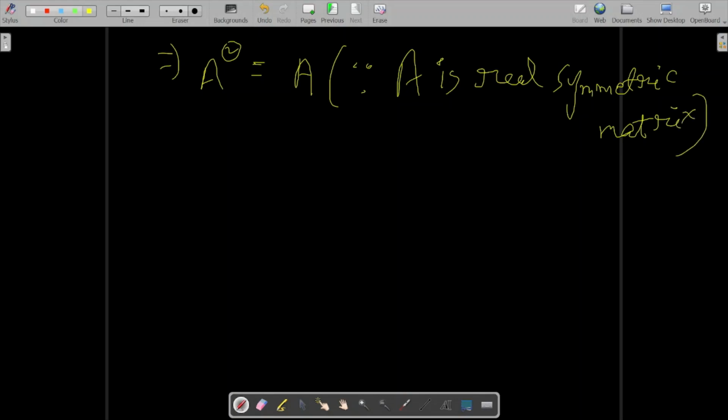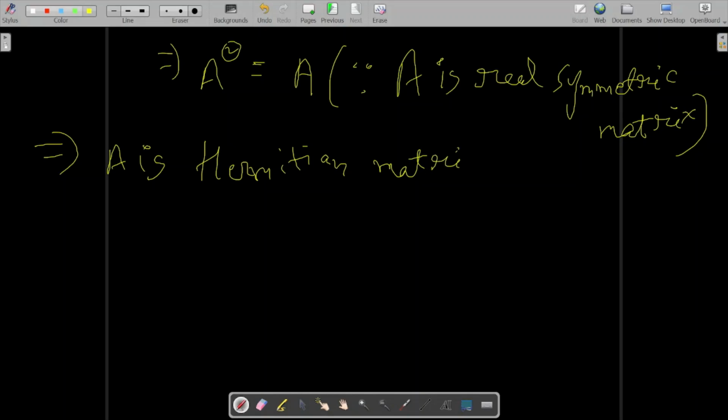Now by the definition of a Hermitian matrix, it is proved that A is a Hermitian matrix. This is the definition: the conjugate should come out equal to the same matrix. As the conjugate has come out equal to A itself, A is a Hermitian matrix.